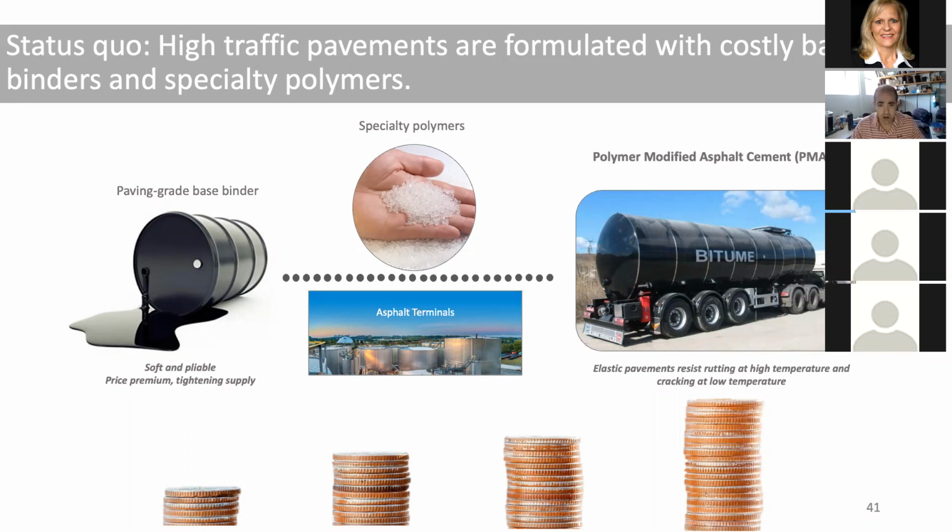The raw polymer adds a significant cost to the base binder, and moreover, the SBS polymers that are typically used are very difficult to integrate into the asphalt, and that can really only happen at dedicated asphalt terminals. As a contractor, if you have a polymer modified paving job, you're really beholden to the slate of polymer modified asphalts that your only accessible terminal is going to be able to provide for you.